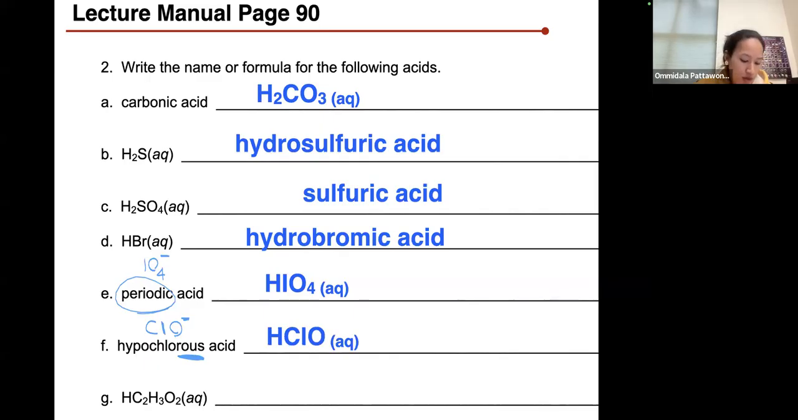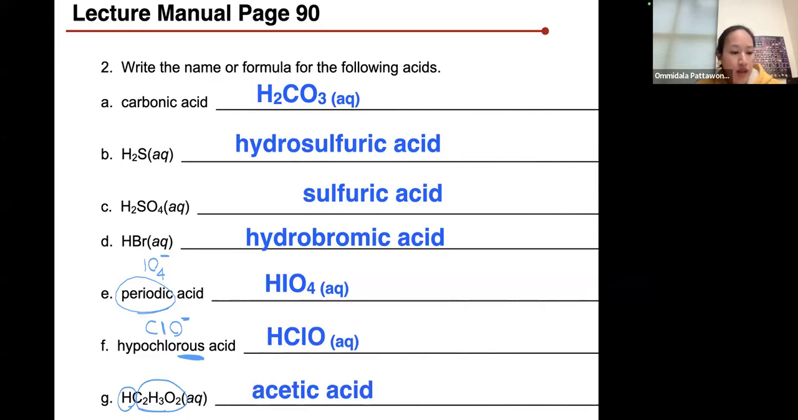Next one, hydrogen written first with a whole bunch of stuff. So this whole bunch of stuff is what we call a polyatomic ion. So therefore, you're going to look at the list of polyatomic ions. This is acetate. So therefore, the name of this will not contain the word hydro. The name would be acetic acid.